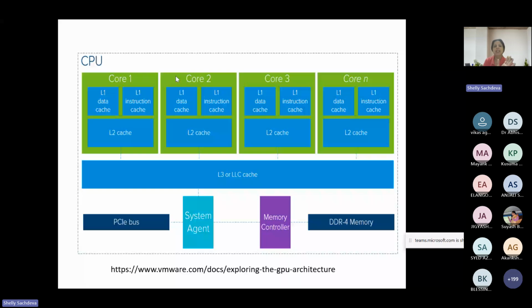So for example, the current CPU has a number of cores, and you can see this is the L1 cache, this is the L2 cache, which is common for all the cores, and then the L3 cache is common to all of them. Then there is the PCIe bus, system agent, memory controller, and DDR4 memory. Further, GDDR5 RAM is for the GPU.